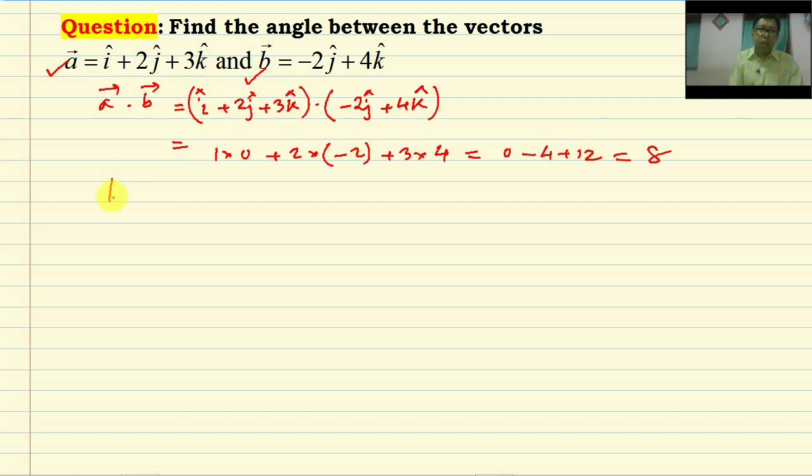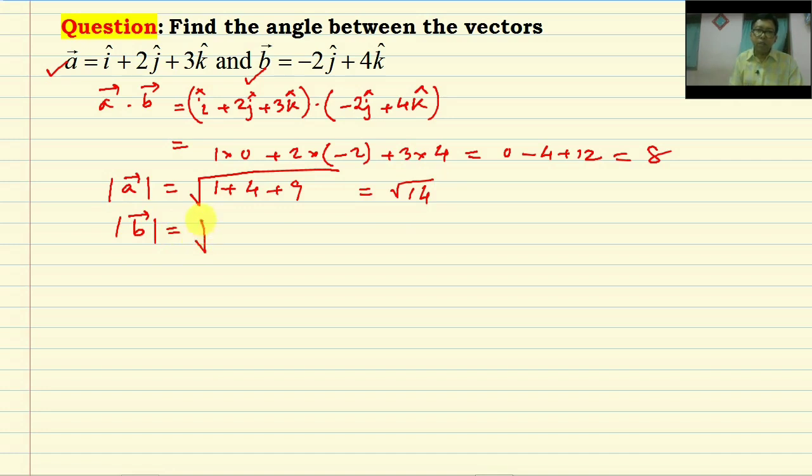Next you have to find the modulus of A vector. Modulus of A is equal to root over of 1 square plus 2 square plus 3 square, since the coefficient of i is 1. So you get 1 plus 4 plus 9, which is root over of 14. Next, find the modulus of B vector. The coefficient of i is 0, so 0 plus minus 2 whole square, that is 4, plus 4 square, that is 16. So root over of 20.